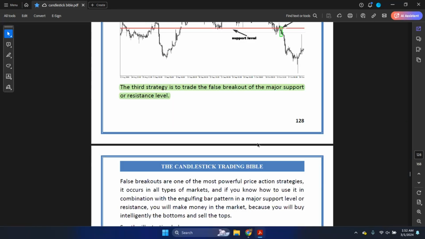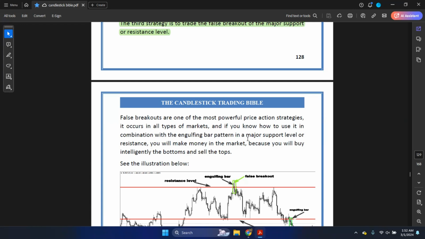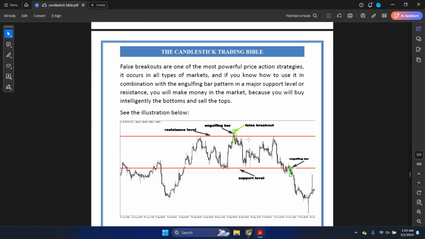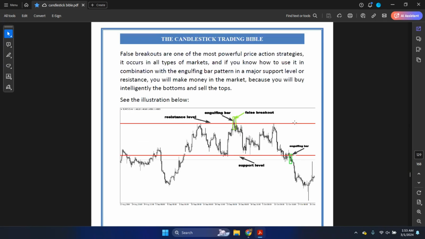All right. This third strategy is to trade the false breakout of the major support or resistance levels. False breakouts are one of the most powerful price action strategies. It occurs in all types of markets. And if you know how to use it in combination with your engulfing bar pattern at a major support or resistance level, you will make money in the market, because you will buy intelligently the bottoms and sell the tops. See the illustration below. Boom, engulfing bar, sell the tops, buy the bottoms, trade those breakouts.